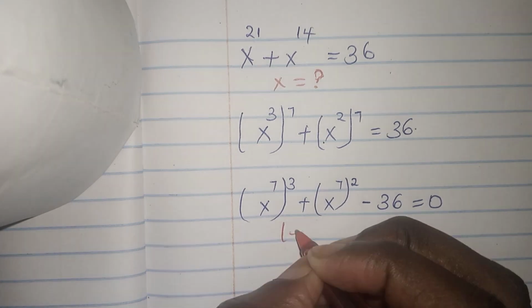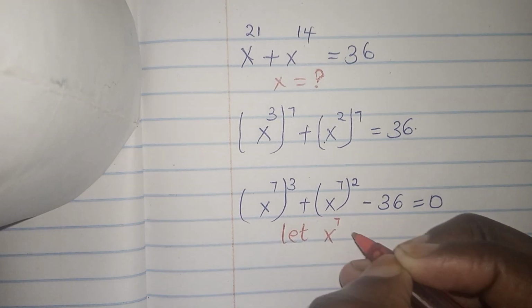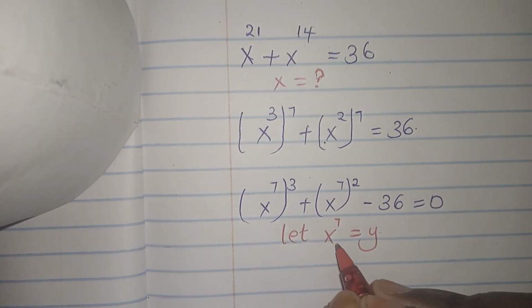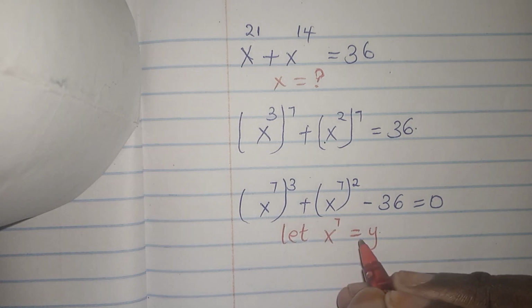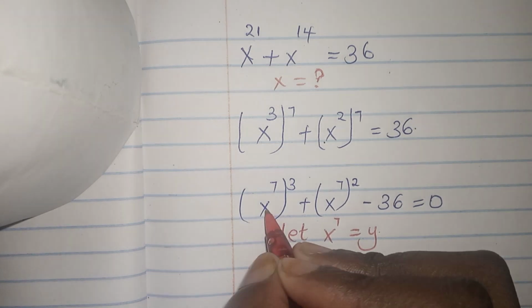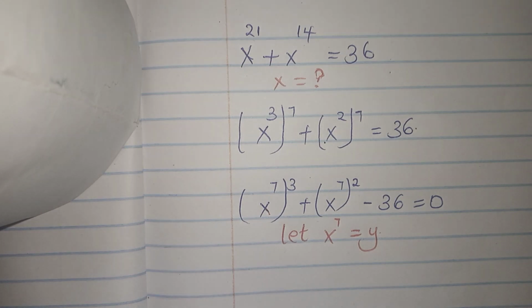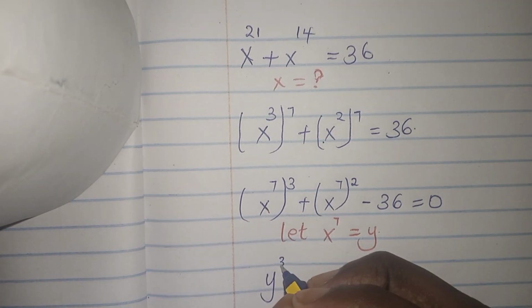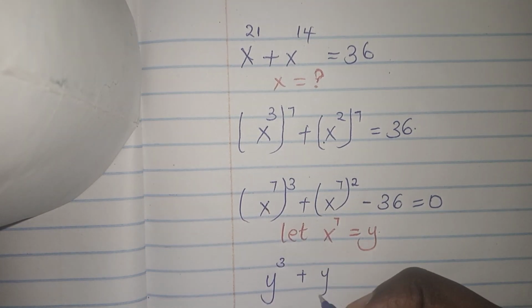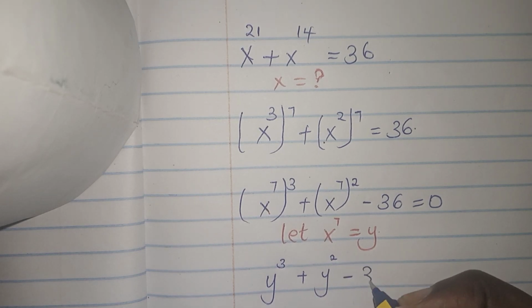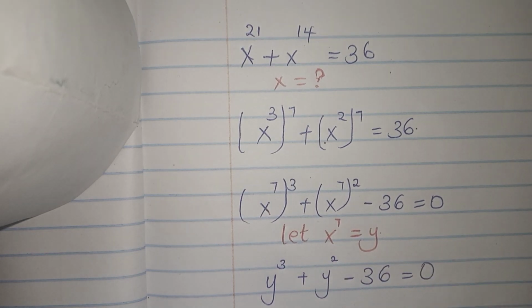We'll say let x to the power of 7 be y. I'll substitute x to the power of 7 with y. So this will be y cubed plus y squared minus 36 is equal to 0, right?